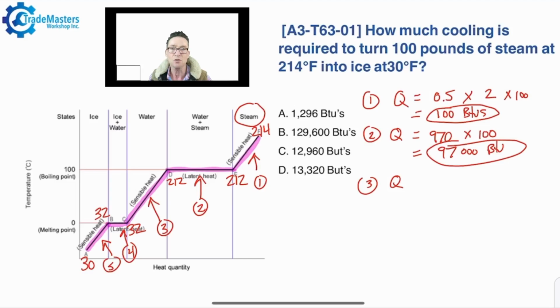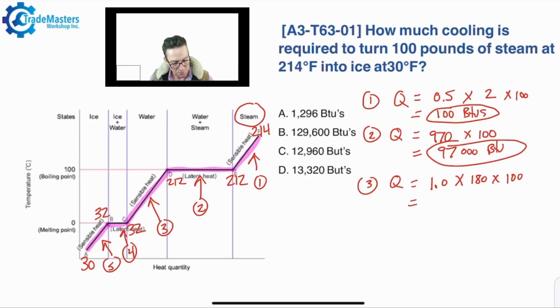Step 3, we're back to removing sensible heat energy, but this time from water. So the specific heat of water is 1 BTU per pound. It's different than steam. So we have 1 BTU per pound, 1.0, right? Times a change in temperature. Now our change in temperature is from 212 to 32. So I need 212, subtract 32, which is 180 degrees. Okay, that's our delta T. And of course, we still have 100 pounds.